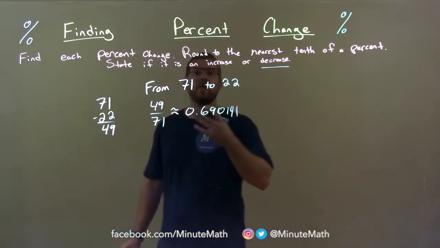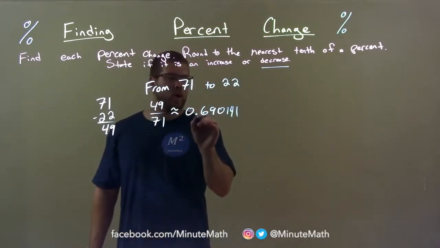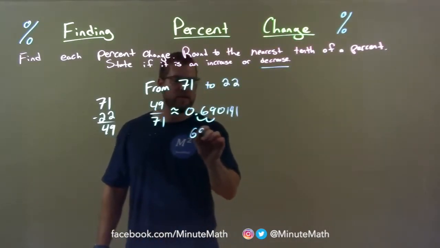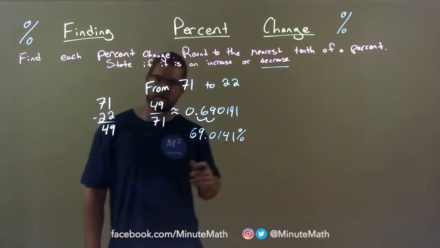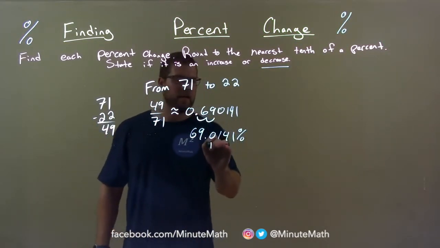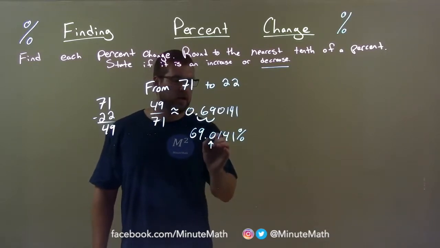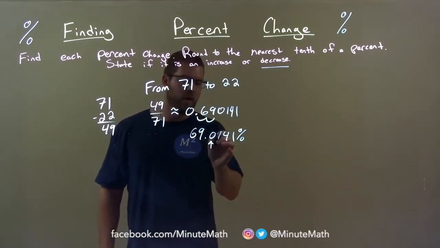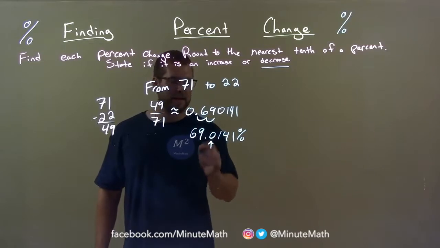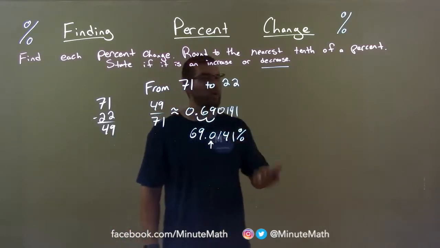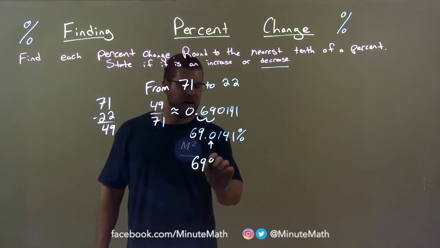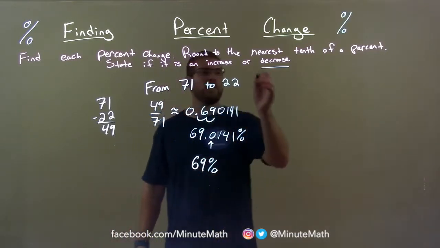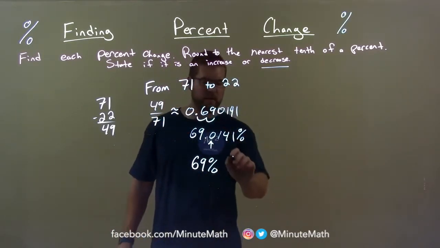0.690141. Convert that to a percent. Decimal point over 2 spots, 69.0141%. Got to round that to the nearest tenth right there. Look for the 0 to its right. We got a 1. 1 keeps a 0 where it is. 0 stays where it is. We don't always need to write the 0, so sometimes you might not see it there. And that's just a 69%. Okay? We said it was a decrease.